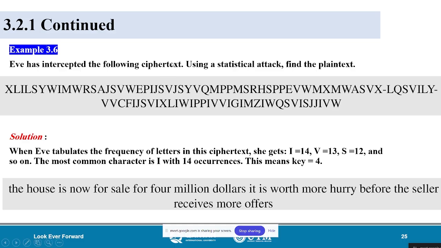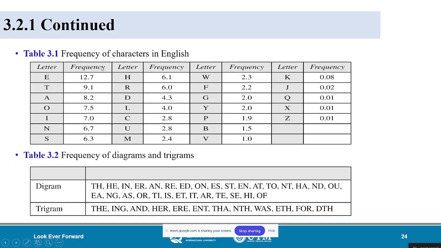She counts the number of occurrences. Now I has 14 occurrences, and we said that the most frequent letter would be E.